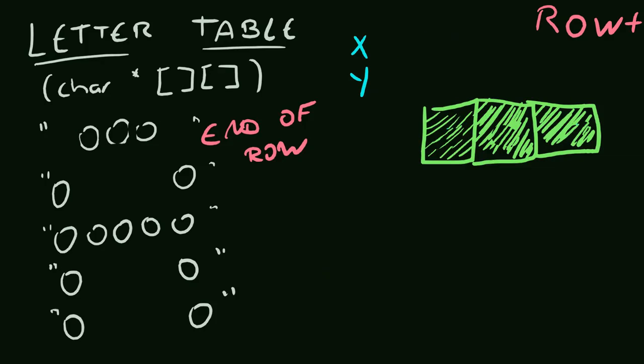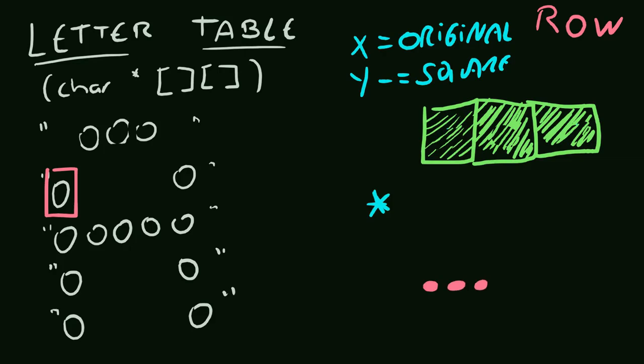And when the row is finished, we reset the X to its original position so we can start drawing the next row and move the Y position down. And we do this for every row.